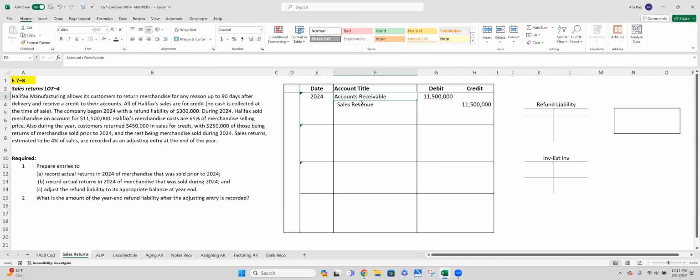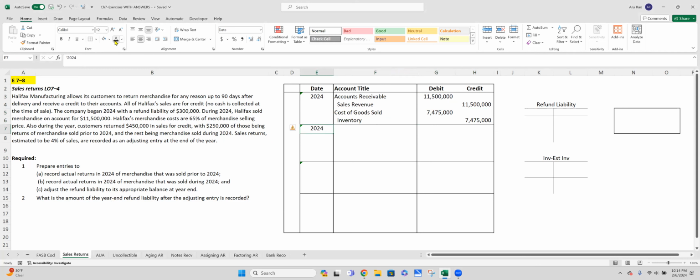Now, corresponding to each of the sales transactions, we would also do a journal entry, which would be cost of goods sold debit, inventory credit. This is an adjusting entry you do after each sales transaction. And that's going to be for 65% of this sales price. So 65% of $11.5 million works out to $7,475,000.